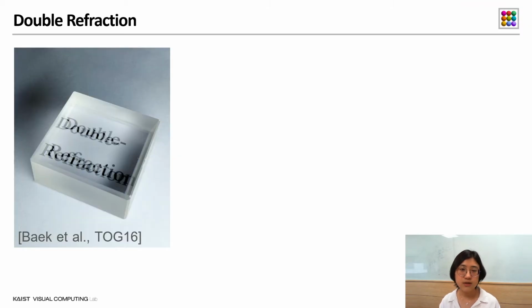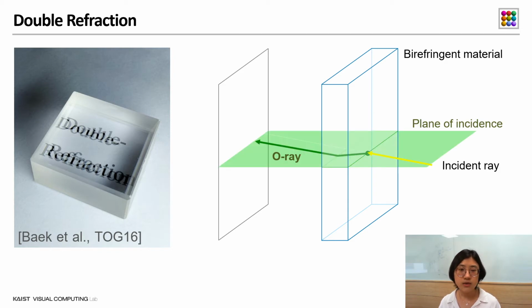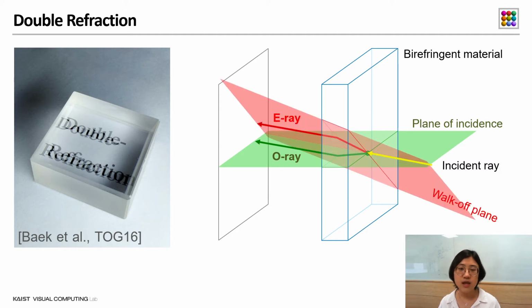Double refraction is an optical phenomenon that occurs when light passes through a birefringent medium. An incident ray splits into two rays depending on the polarization property. One is called an ordinary ray, which propagates along the plane of incidence, and the other is called an extraordinary ray, which propagates along the Walker plane. Due to the different direction of the light path, disparity occurs between the o-ray and e-ray, which results in a superimposed stereo image made of two different rays from disparity.